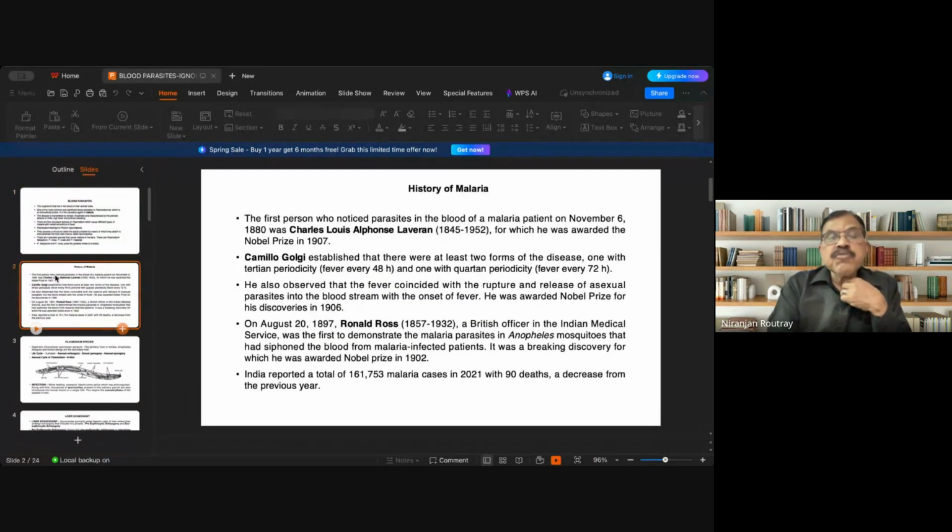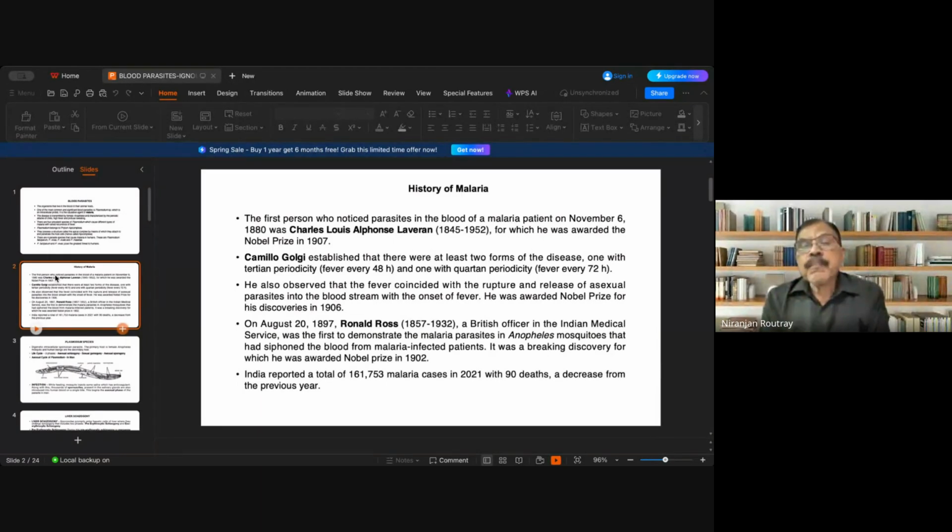Now, regarding the history, it has a remarkable history. In 1880, Laveran was awarded the Nobel Prize due to his contribution by finding the parasites in the blood of a malaria patient. So he established that the parasite is present in the blood of the patient.